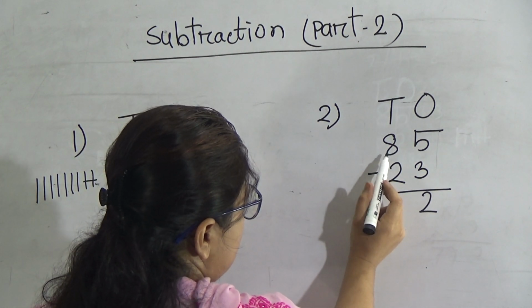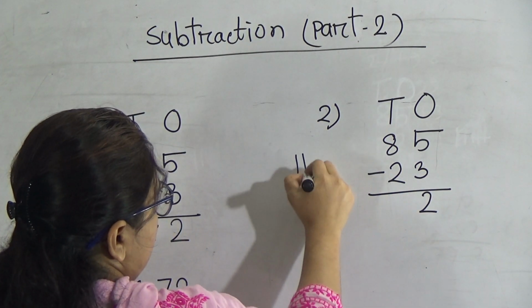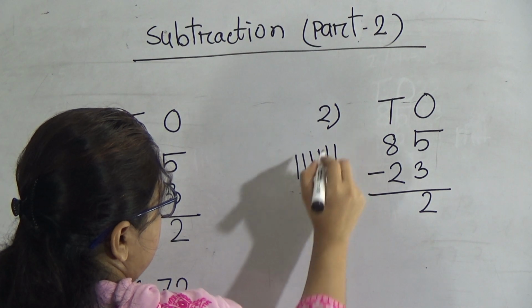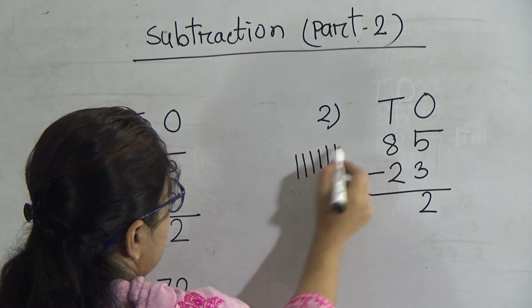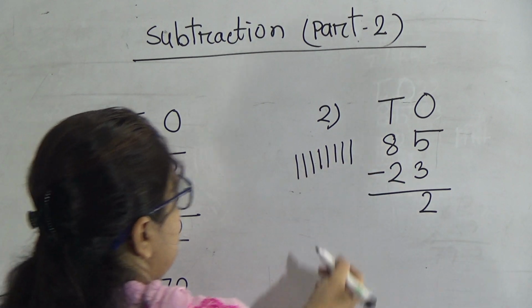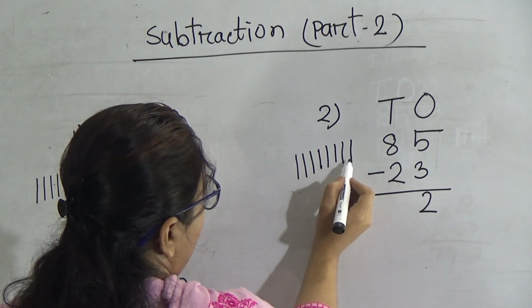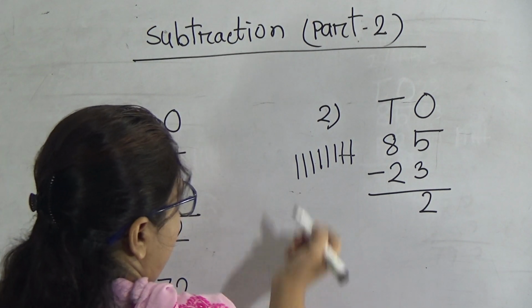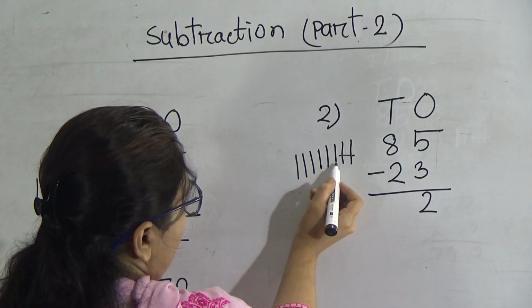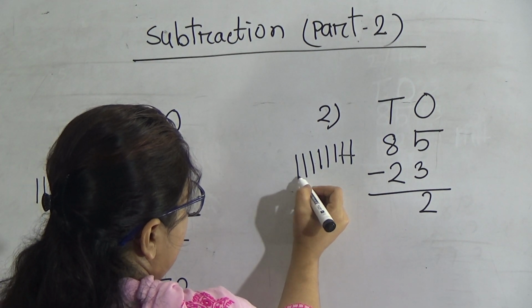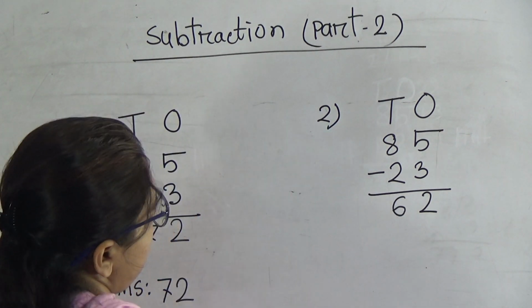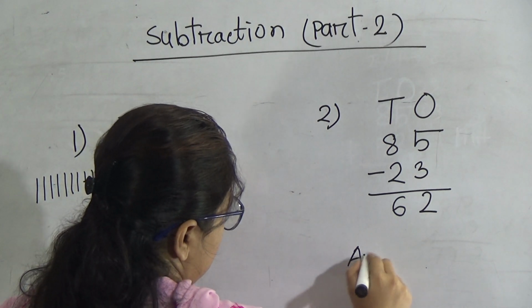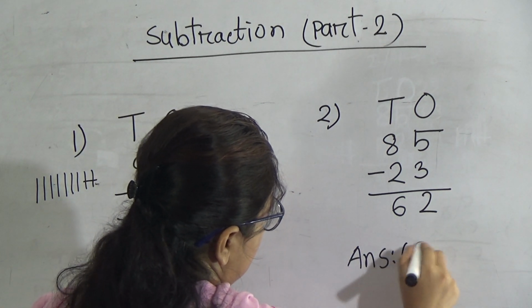Our tens position is 8 and 2. You subtract 2 from 8. 1, 2, 3, 4, 5, 6, 7 and 8. Now you cross out 2. 1 and 2. How many left? You count it. 1, 2, 3, 4, 5 and 6. You write here 6. Answer 62.